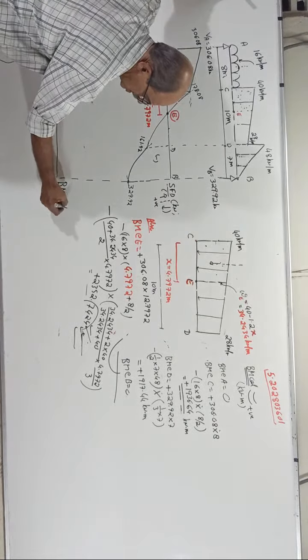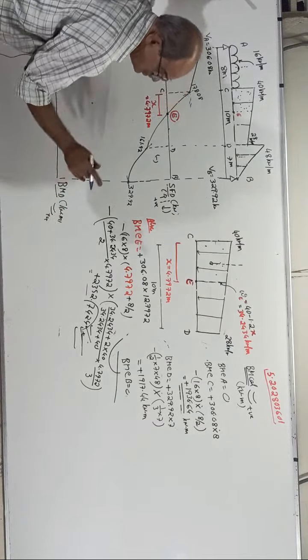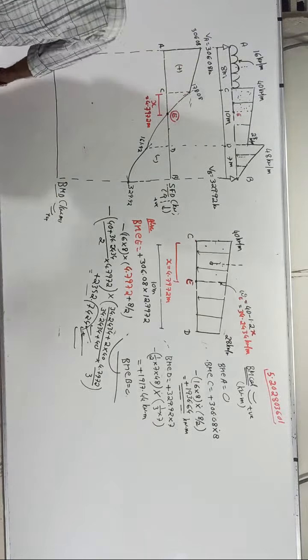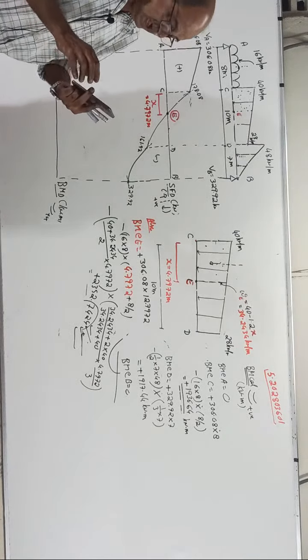BMD, all values are in kilometer and meter, sagging positive. I should sit for some time and mark the ordinate. No other way for me. Why? Because I can't write. I will sit and write.